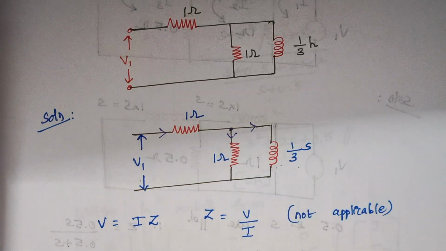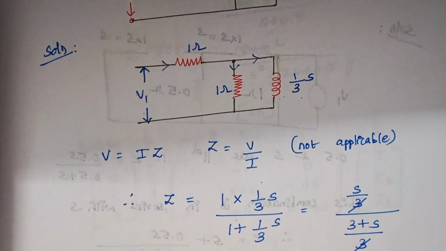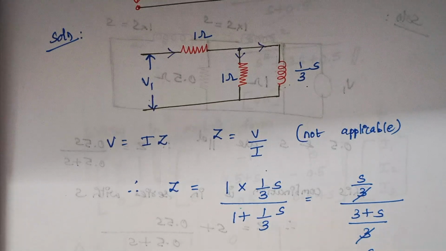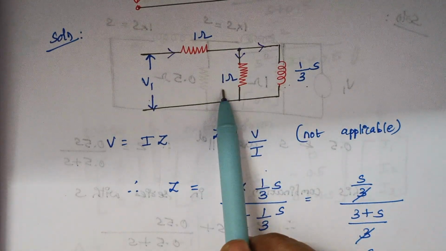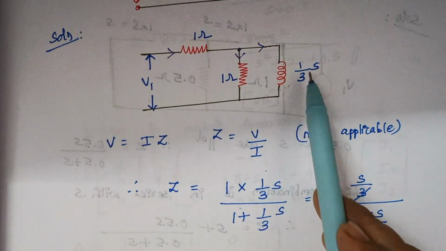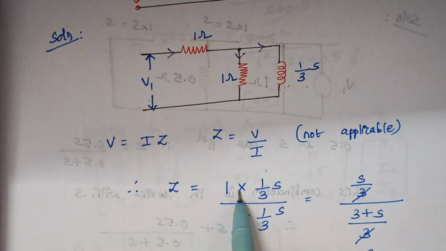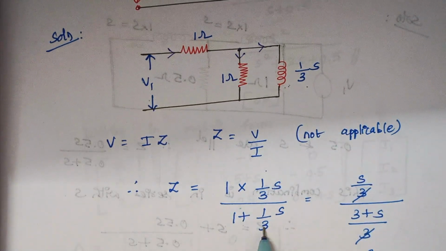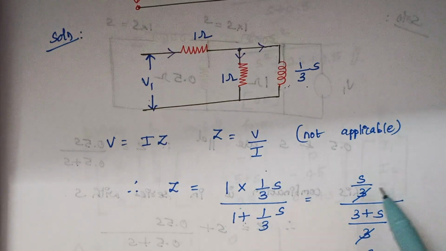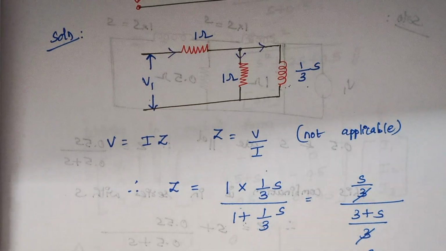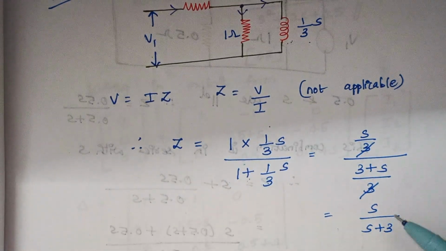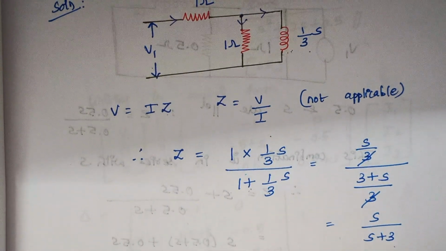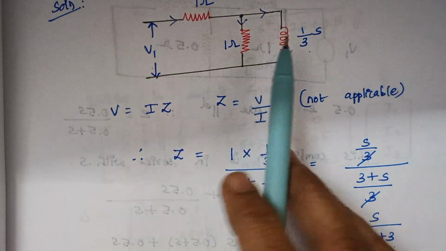So what is the formula? R1 into R2 divided by R1 plus R2. Here the value of R1 is 1, and the value of inductance is S by 3. So R1 into R2 divided by R1 plus R2: 1 into S by 3 gives S by 3, and here you have to take LCM as you have plus here. So it becomes 3 plus S by 3. Again the 3 and 3 cancel each other, and finally we have S by S plus 3. Now I have combined this resistor and inductor together.